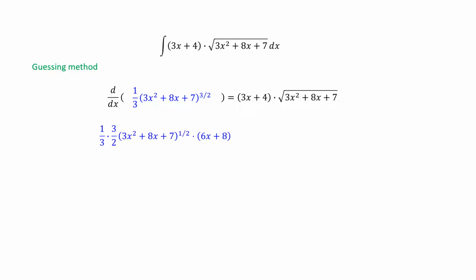The 3/2 is going to come down, decrease by 1, become a half, and the chain rule applies as before. Then, if you do some little cleanup on this algebraically, you'll see that it equals this. The work's not shown here, but it does in fact equal that function that we wanted it to equal. And therefore, our integral is that function which we would take the derivative of to equal the one we were given. And that's the end of the guessing method.